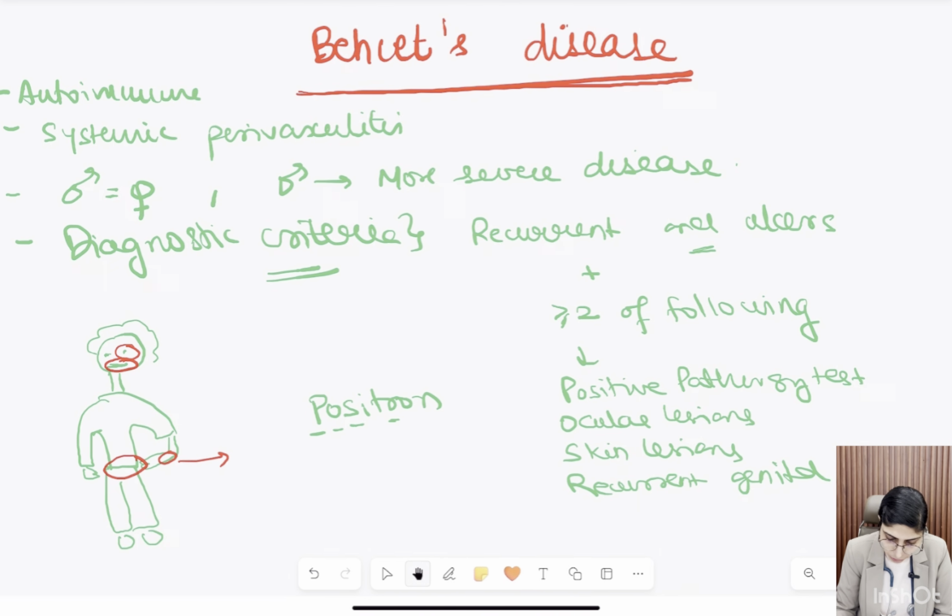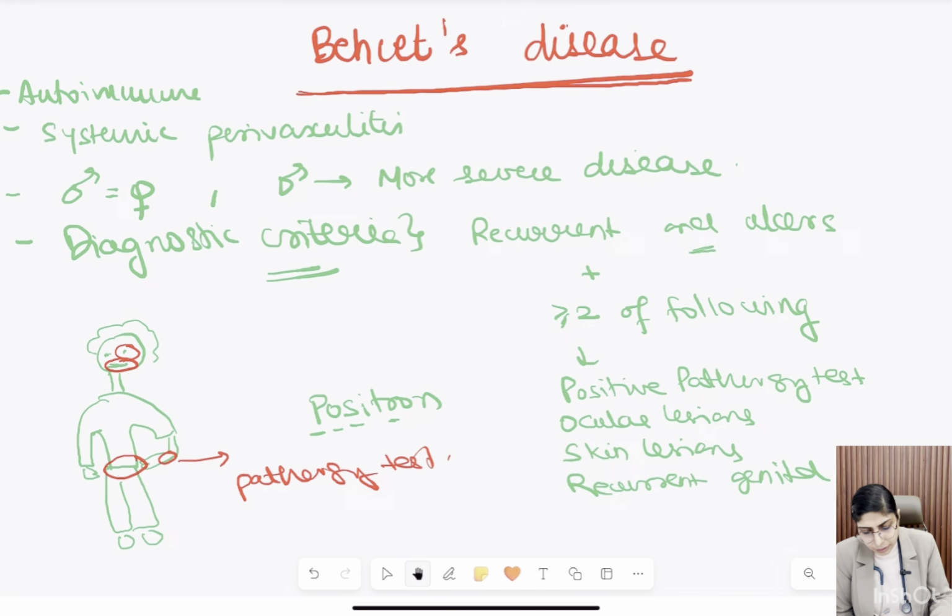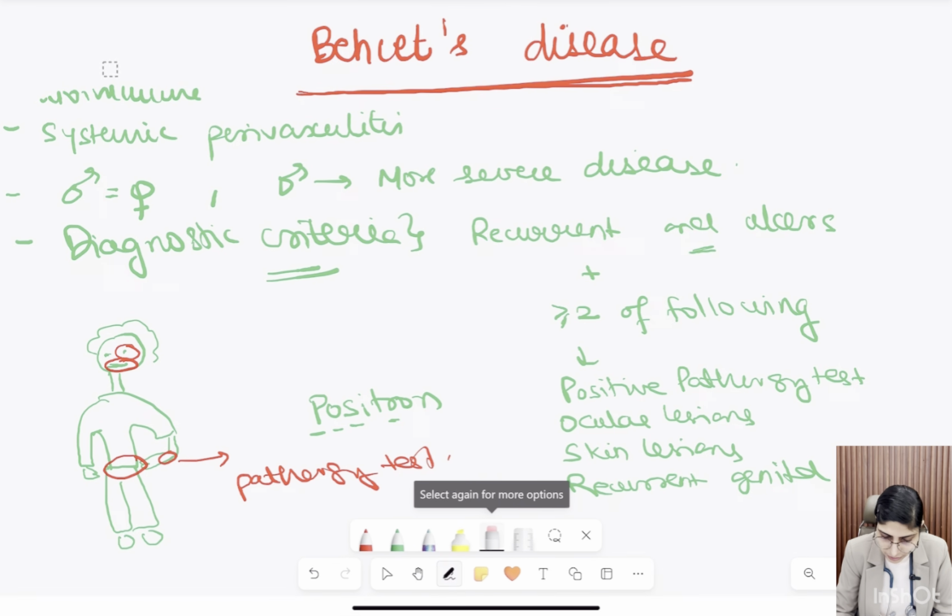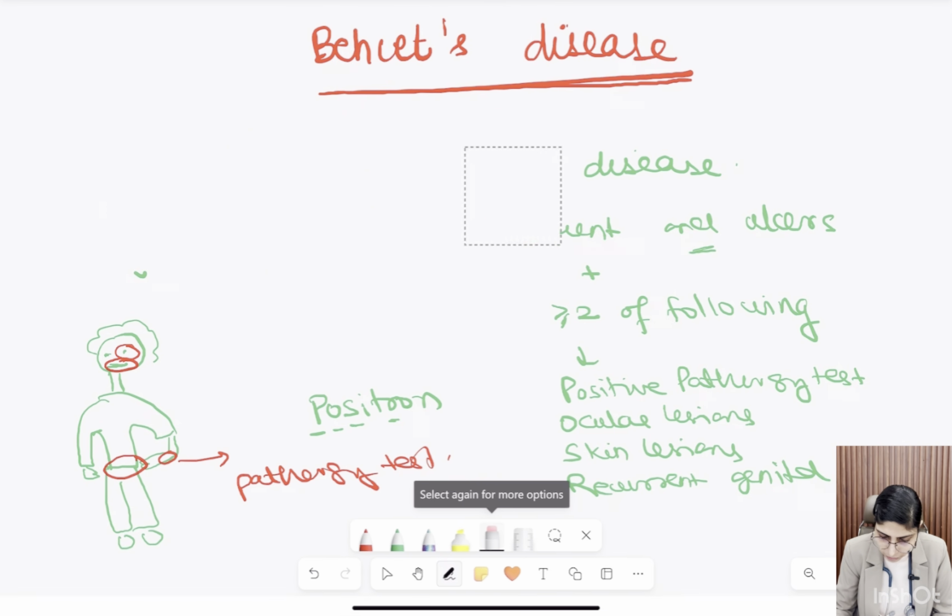And a pathergy test. So skin involvement also includes the pathergy test. Please try to remember this figure. I know it's not very beautiful, but I think that is what makes it more memorable. So try to remember this and you'll remember the 4 organs that are involved. Every 5 years, one question comes from Behcet's. That has been the approach of the examiners. Every 5 years, from a small topic, they will give a question.